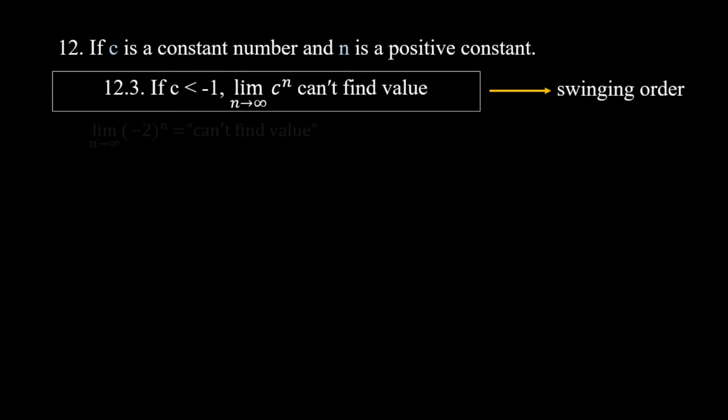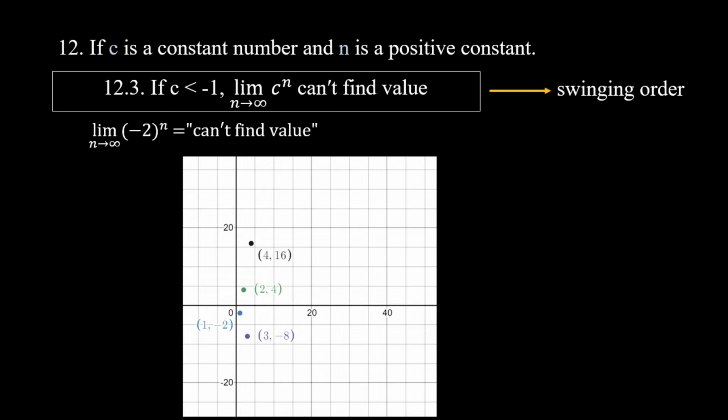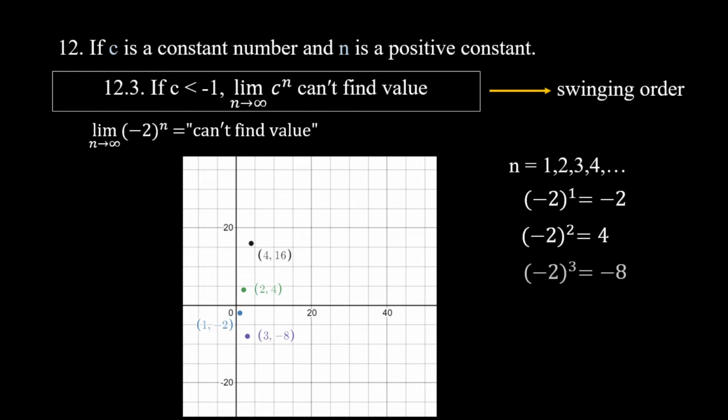So for example, the limit of -2 to the n as n approaches infinity. When you plug in the number, you will see that it keeps swinging to the positive side and to the negative side, so you can't find any exact value at all. So in this case, you will say that it can't find value.